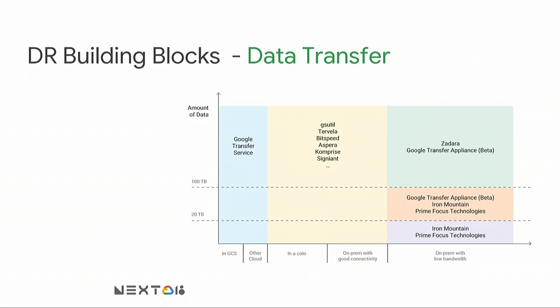So once you've decided on how you're going to connect, you then need to think about how you do the transfer. Initially, you tend to seed your environment, so you have a large amount of data. So use something like the Google Transfer Appliance. And then once you've got that seeded and you've got your warm standby or whatever on GCP, you can then use maybe something like GSUtil or the Google Transfer Service to move over incremental updates.